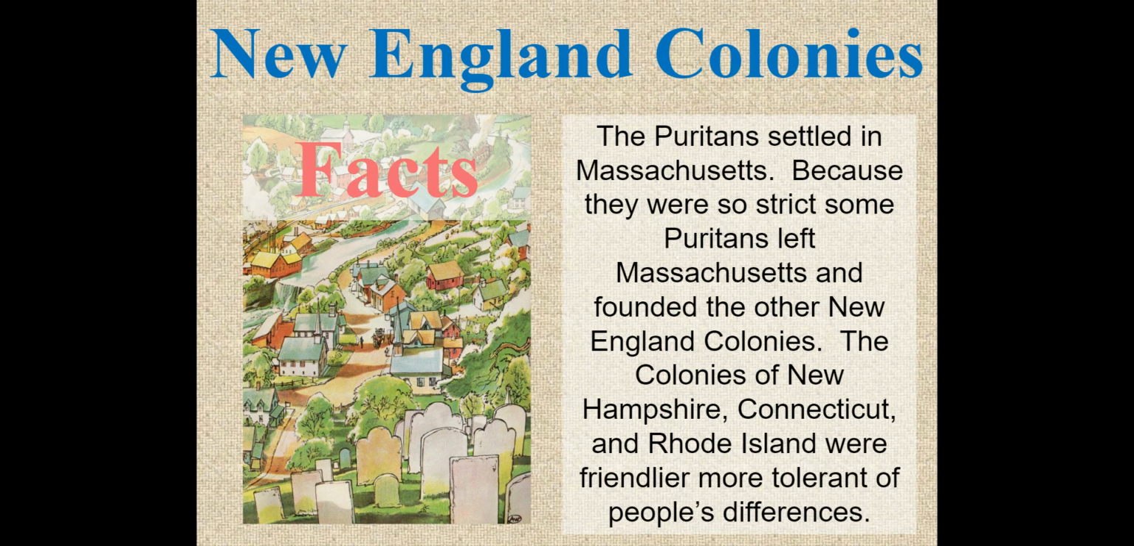All right, the Puritans settled in Massachusetts. Now, because they were so strict, some Puritans left Massachusetts and founded other New England colonies. The colonies of New Hampshire, Connecticut, and Rhode Island were friendlier and more tolerant of people's differences.